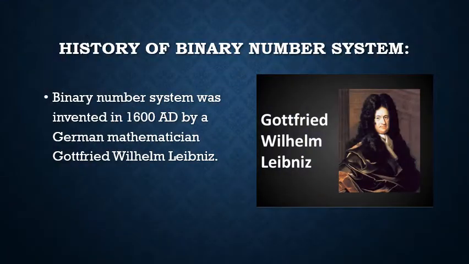Dear students, here is a brief history of binary number system. Binary number system was invented in 1600 AD by a German mathematician, Gottfried Wilhelm Leibniz.